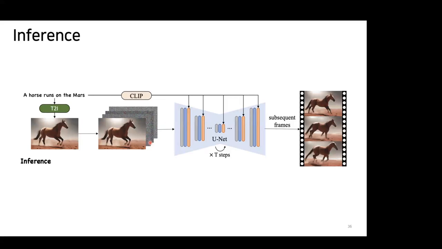After training, in the inference stage, you can feed this text to the image model and generate the first frame. And then with this first frame, we can just sample subsequent noisy frames, and then feed this sequence of noise into the text to image model, and the model can generate subsequent real image frames.